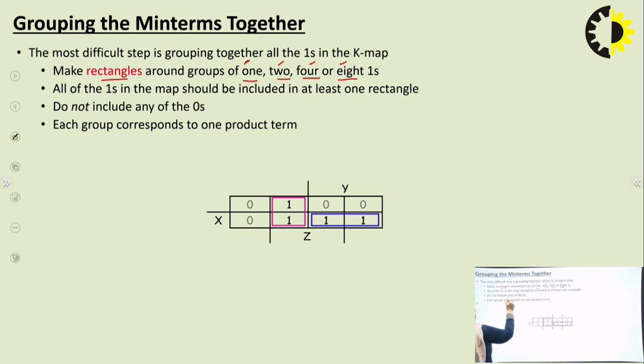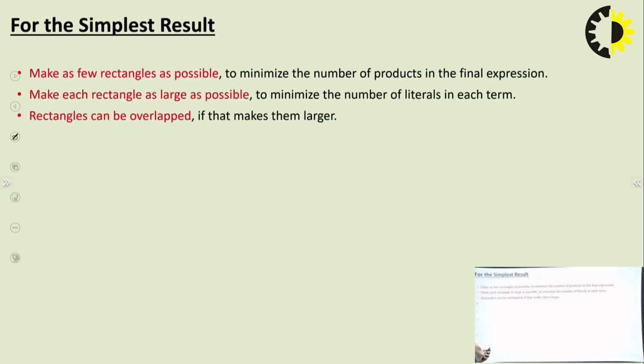Do not include any of the zeros. All of the ones in the map should be included in at least one rectangle. Now, what is the simplest result? For the simplest result, make as few rectangles as possible.